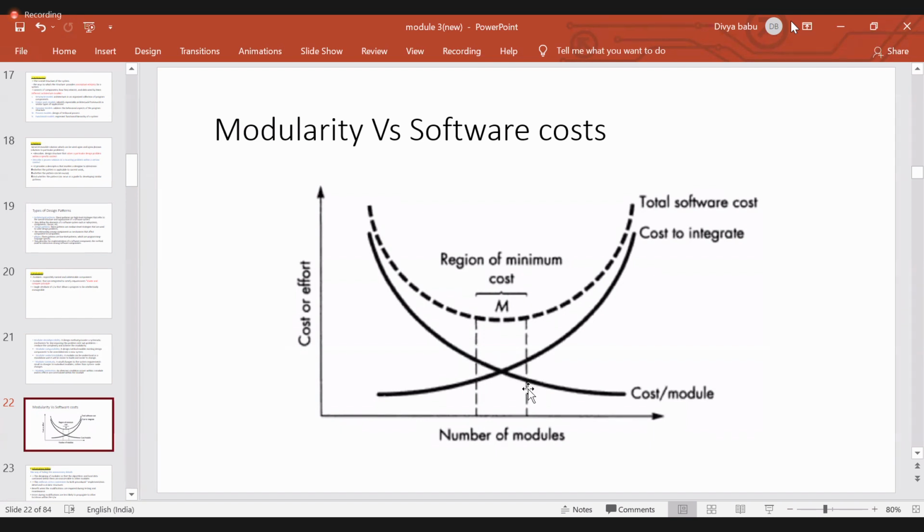But that is almost in the middle. So the number of modules should be in between, not too low, not too high. The number of modules will be almost in the middle, the average of this. Then you will get a point which is the region of minimum cost. Minimum cost to integrate and minimum cost or effort. So this is the point. This is called modularity versus software cost. Means it's not recommendable to have more number of modules, and it's not recommendable to have less number of modules too.